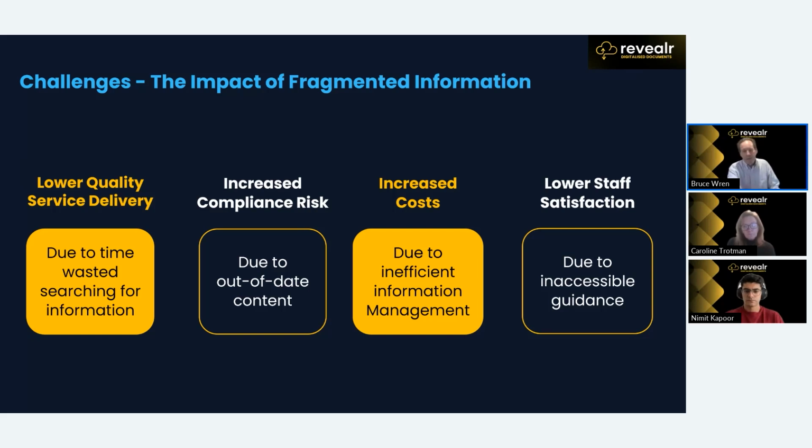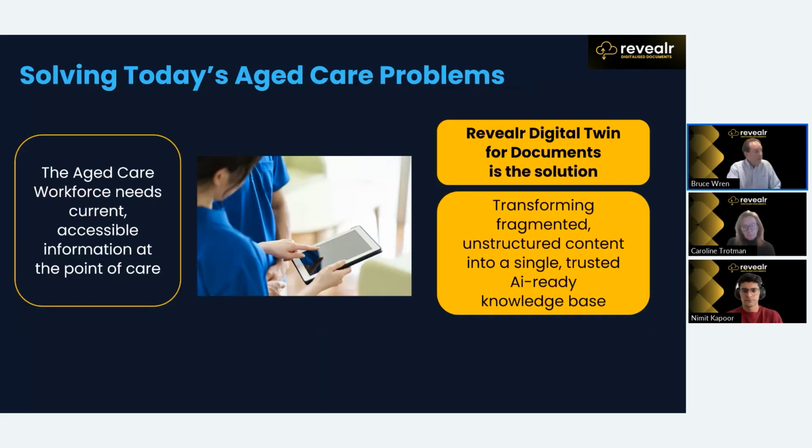So we're talking about solving today's problems, and this is where Revealr Digital Twin for documents comes in. What we're doing is we're transforming all the content that sits in Word and PDF documents and emails and folders and drives. They're all over the place, and no one knows where to look. Or if they do, are they getting the right information that you're confident they should be having? And we bring all that into a single place.